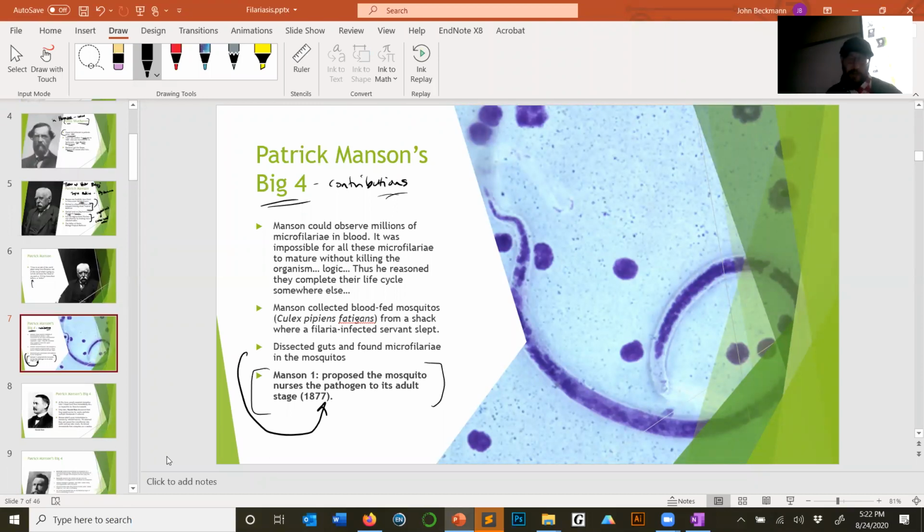Oh, and just so that you know, the mosquitoes that he was collecting outside that shack were Culex pipiens. This is the southern house mosquito. Culex pipiens are famous for spreading filarial nematodes.